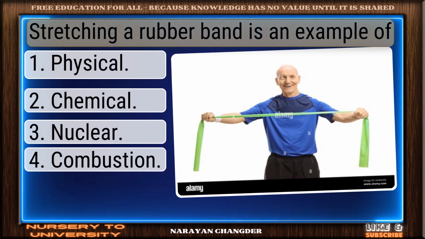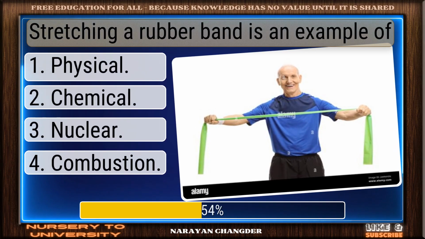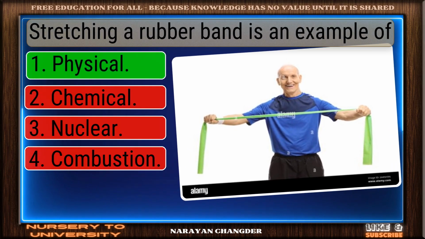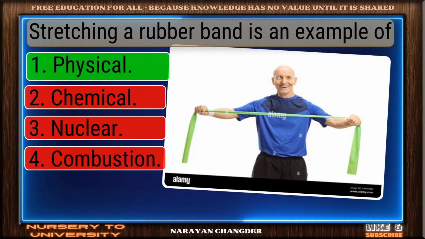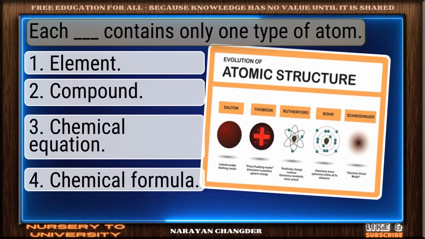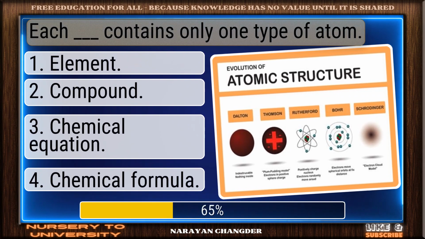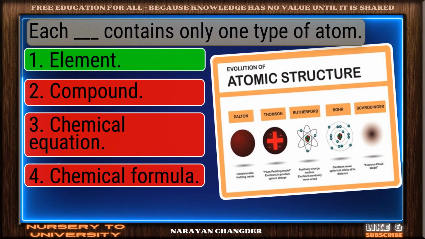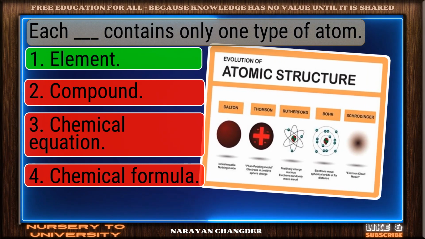Stretching a rubber band is an example of. Bravo. Physical is the answer. Each dash contains only one type of atom. Well done. Element is the right choice.